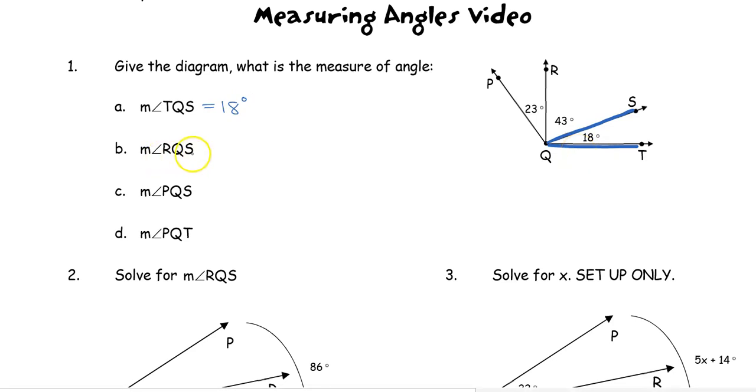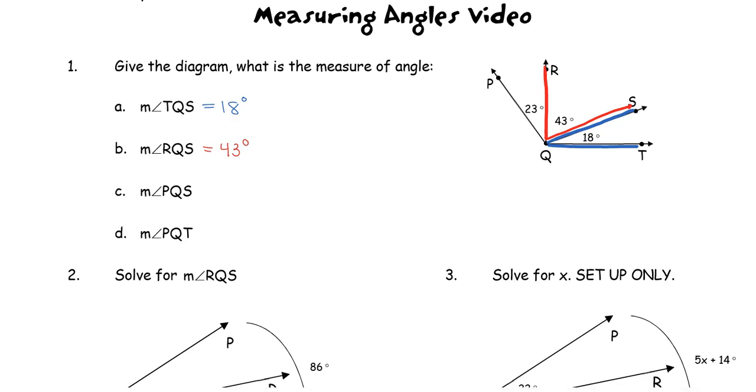If I want angle RQS, I start at R, then go to Q, then I go to S. I go ahead and trace that pattern from R to Q to S. As I trace that pattern, I see that I'm enclosing that 43-degree angle.